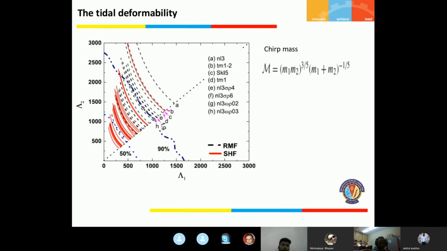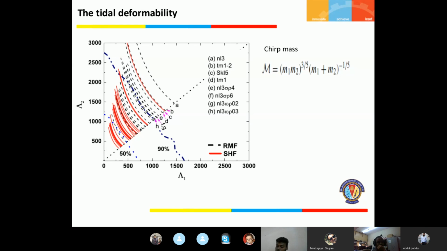One can see here that a few stiff EOSs are out of this bound, such as NL3, TM1, and SkI5, and more or less all the different combinations of NL3, NL3X. You can see NL3 omega rho, sigma rho, and so on. Here we can say that for NL3X, the value of M0 is larger than 3400, and L0 is 55 to 70, except for the original NL3 model.